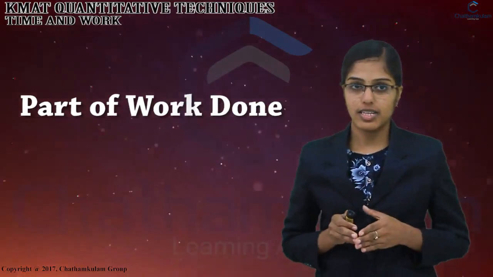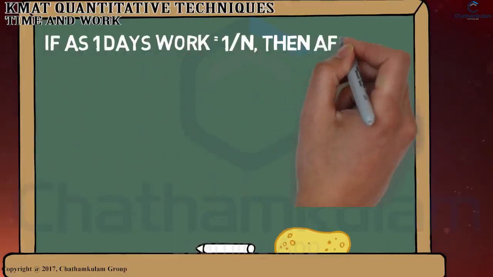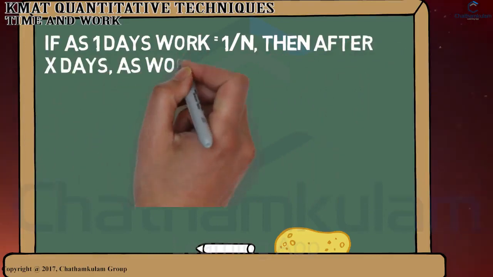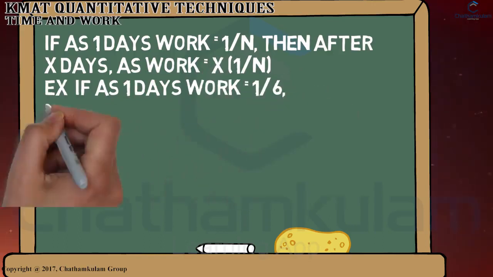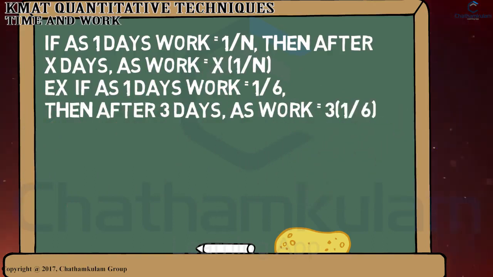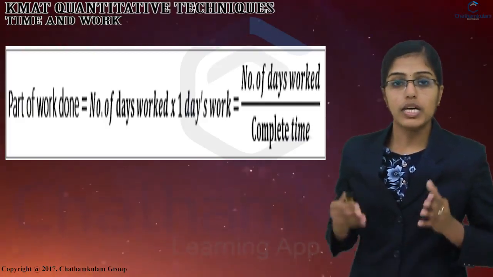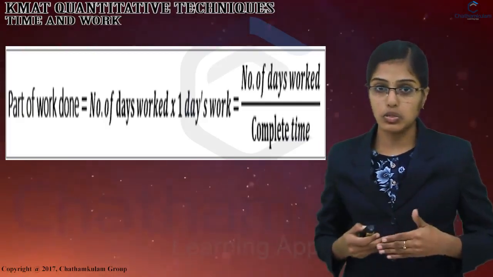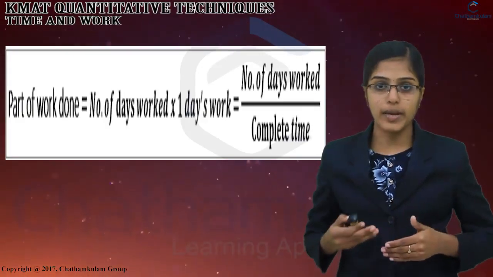Our third concept is part of work done. If A's 1 day's work is equal to 1 by n, then after x days, A's work is equal to x into 1 by n. For example, if A's 1 day's work is equal to 1 by 6, then after 3 days, A's work is equal to 3 into 1 by 6. So there is a formula: part of work done is equal to number of days worked into 1 day's work, which is equal to number of days worked divided by complete time.